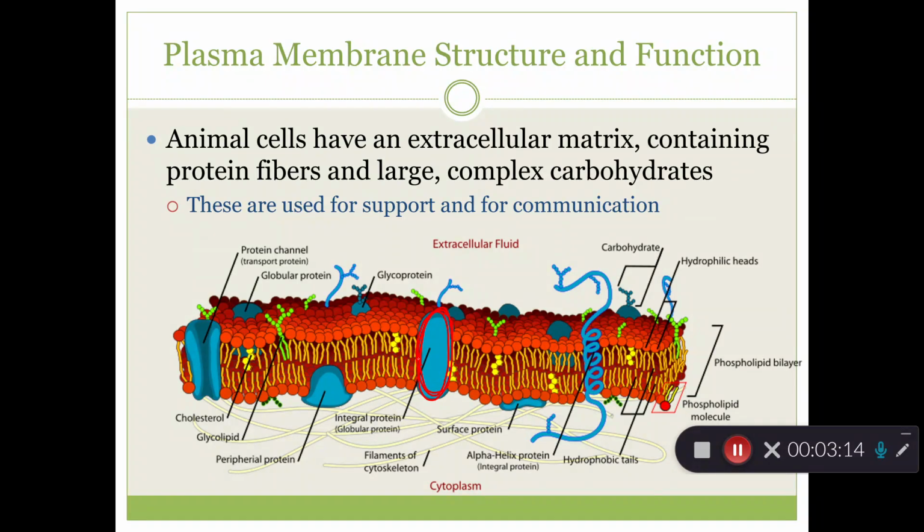Integral goes all the way through. Peripheral is just on one side. You can see these words labeled here. Animal cells have an extracellular matrix containing protein fibers and large complex carbohydrates. These are used for support and communication.